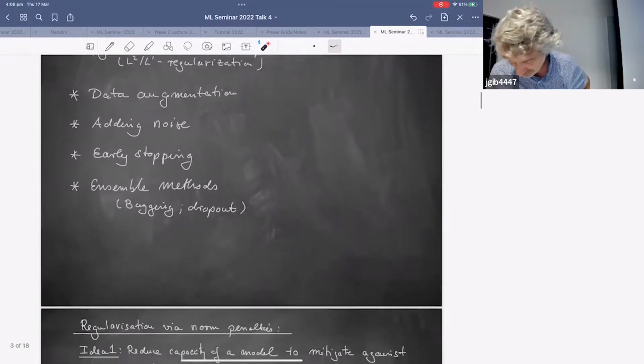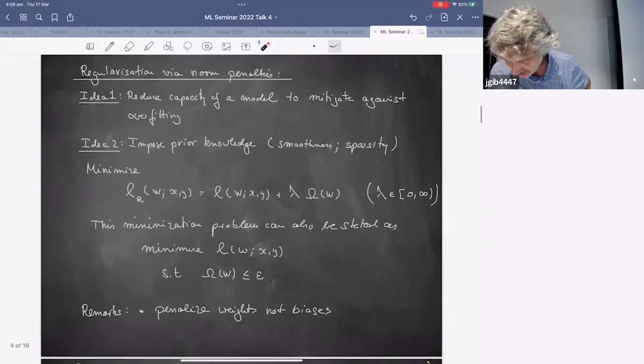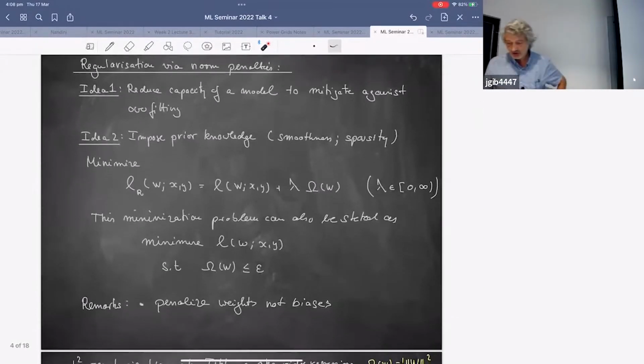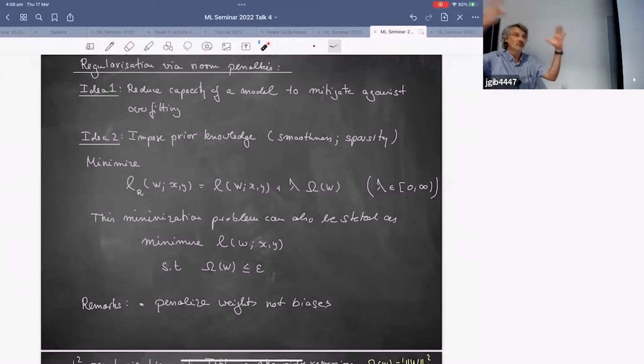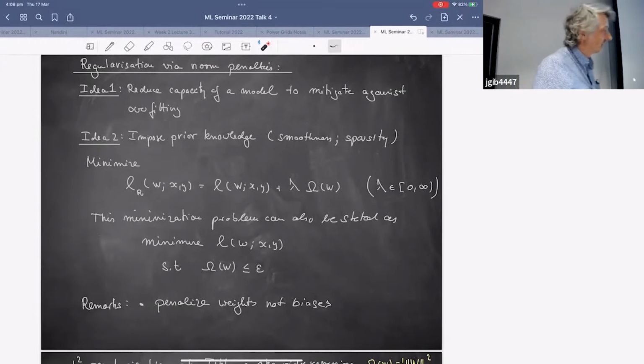But let's start first with regularization via norm penalties. By putting a norm penalty, we reduce the capacity somehow. We don't allow all weights, but the weights should be restricted in norm. And the second idea that's related to that is that by doing that, we impose some sort of prior knowledge that we may have onto our weights.